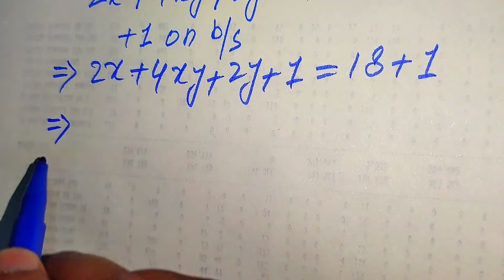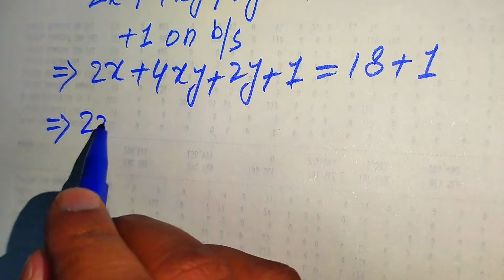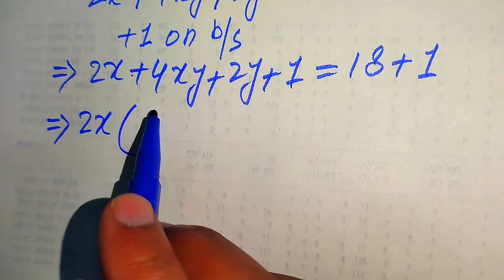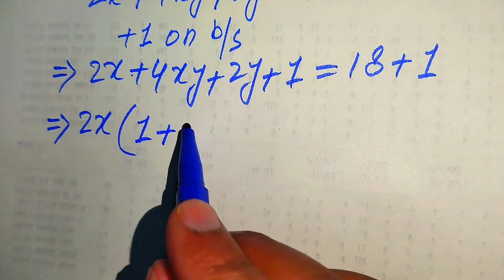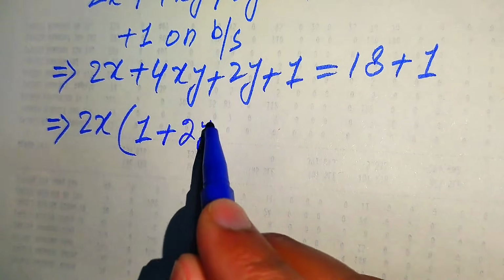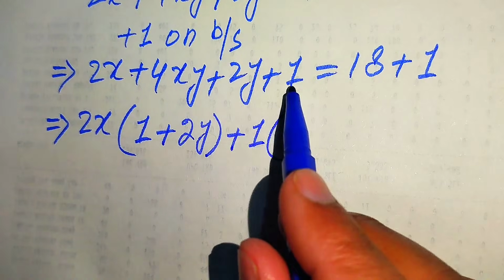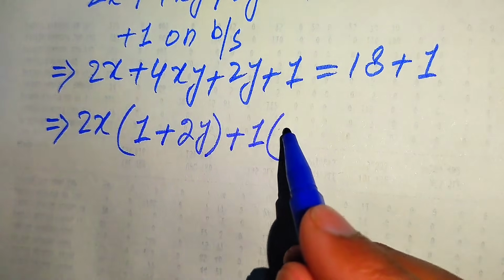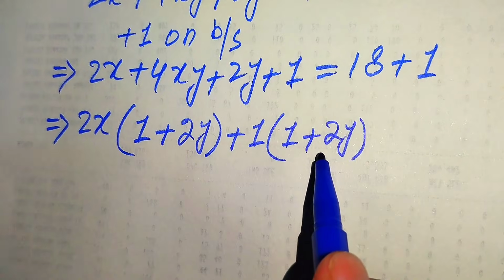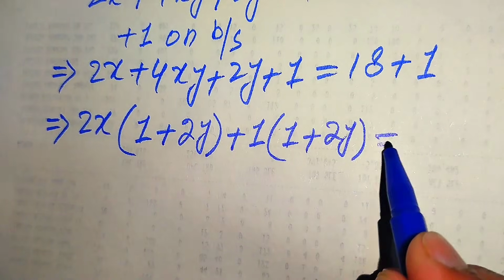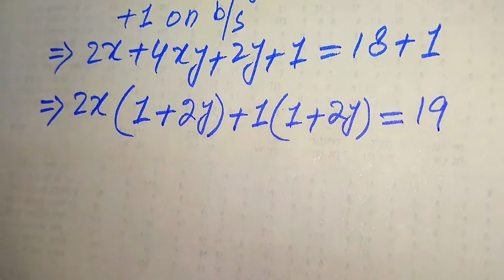First, from the first two terms we have 2x as the common term. When we take 2x common, the remaining values are 1 plus 2y, and from the other terms we take 1 common and get 2y plus 1, which we write as 1 plus 2y. So we rearrange these two terms and write it this way, and this equals 18 plus 1, which becomes 19.